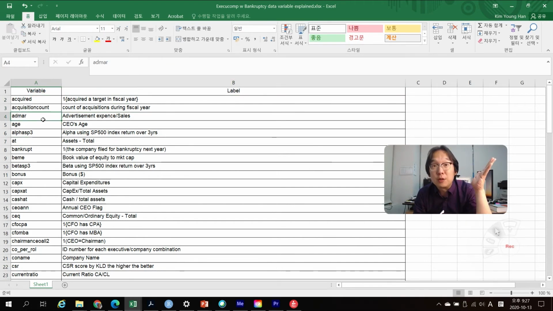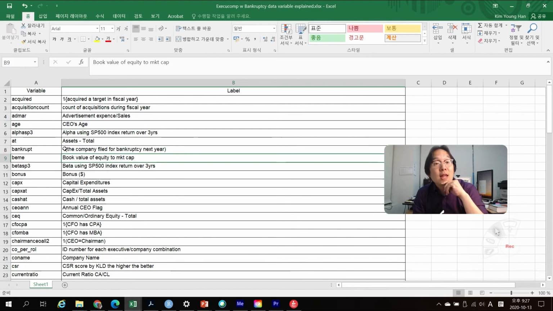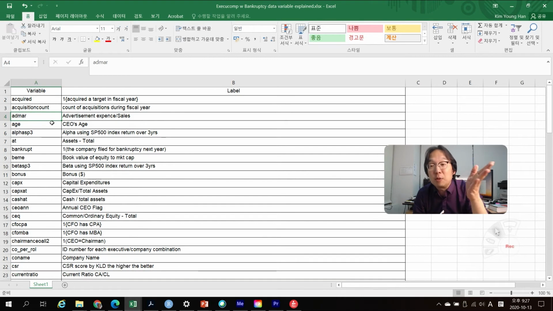Acquisition prediction, you can do that. Add MAR, this is like advertisement expense divided by sales. Whatever ends with MAR means margin, okay? That's the way I label any variable. Add is advertisement. Age, that's the CEO's age. How old is that guy, right?